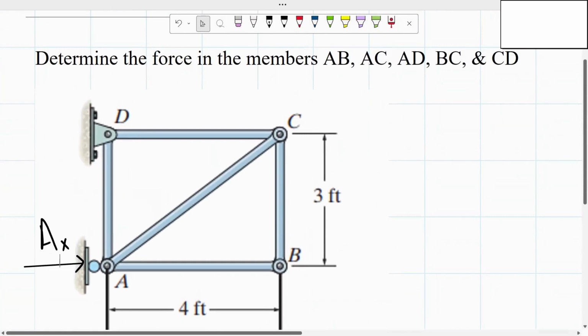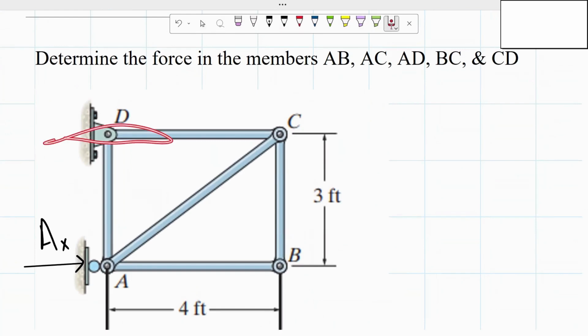Then if we take a look at point D, we have a pin support, meaning we're going to have two reactions. For the reaction that's going toward that wall, I'm going to assume that it's going to the left. I'm going to call it D of X. And for our other reaction, I'm just going to assume that it's going upwards from our point of view. I'm going to call it D sub Y.